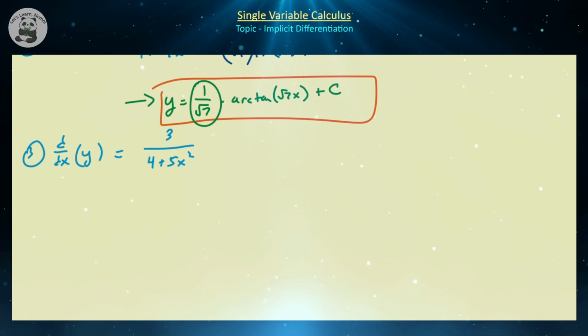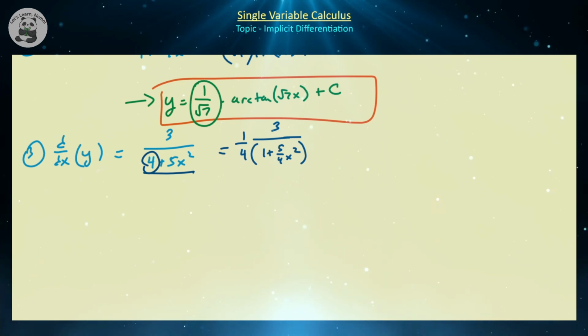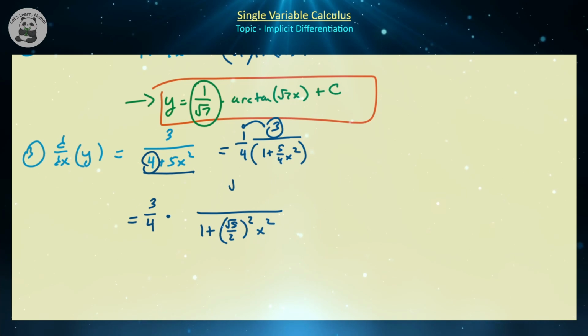I'm going to first manipulate this expression a tad bit, and factor out a 4 from this entire bottom so I can get a 1 plus something there. Once I do that, I'm going to have 3 over 4 times 1 plus 5 over 4 x squared, because we know that that 1/4 is just going to chill in the front anyway. And then I'm going to pull that 3 in the front as a constant as well. So I'm going to have 3 over 4 times, now let's focus on this: 1 plus the square root of 5 over 2 squared x squared, and that's obviously the constant that I need on the top.